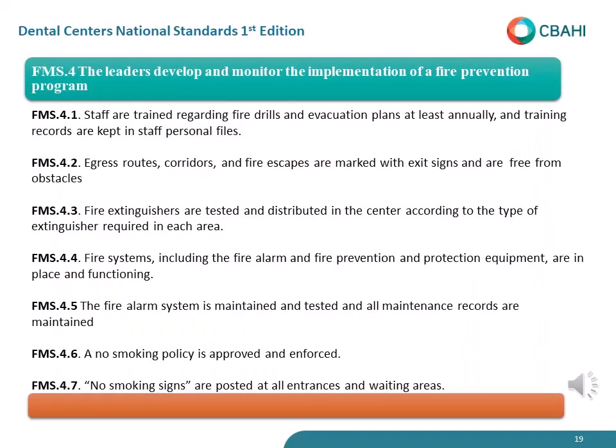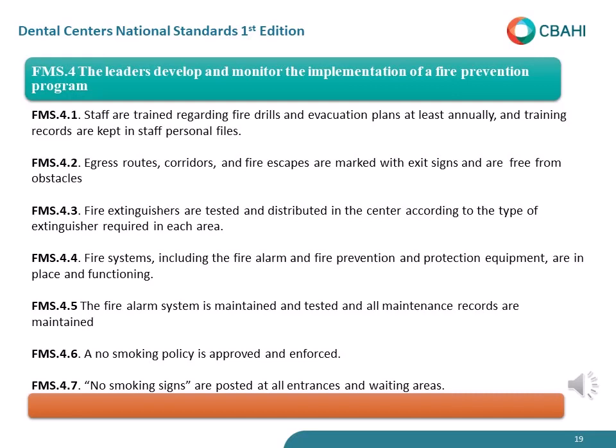FMS 4 is about fire prevention and fire safety. It reads, the leaders develop and monitor the implementation of a fire prevention program. So it's all about fire safety and fire prevention. 4.1, staff are trained regarding fire drills and evacuation plans at least annually, and training records are kept in staff personal files. So the first part of fire prevention is training your staff. And we will go into detail in the slides on how we will do the training, what the requirements are, and the concept behind the whole standard.